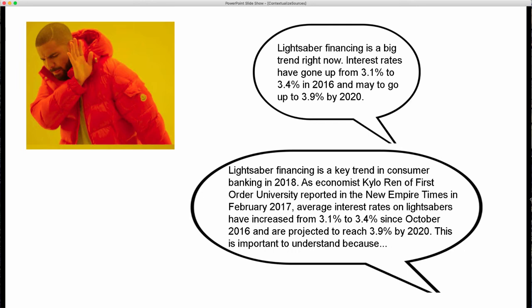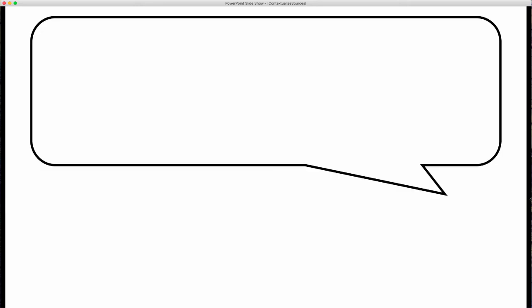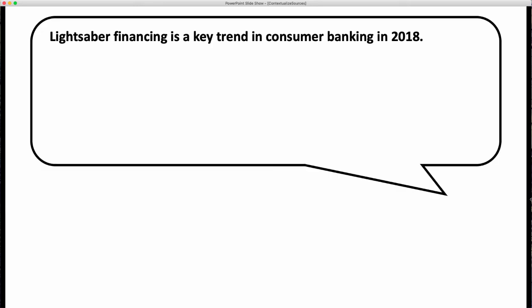There's a big difference between what is being said here in this particular thought balloon, or speech balloon, I guess, and the one above. This one is a lot better. This one gives a lot more context, and that gets a happy Drake. So let's break that down a little bit. What did I actually say? Lightsaber financing is a key trend in consumer banking in 2018 was the first thing I said there. And that is my point or my argument.